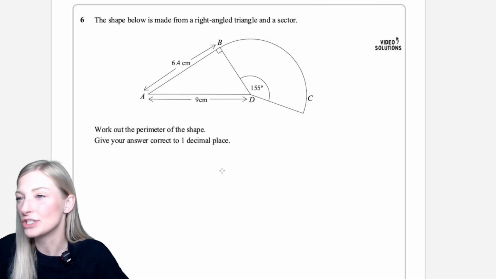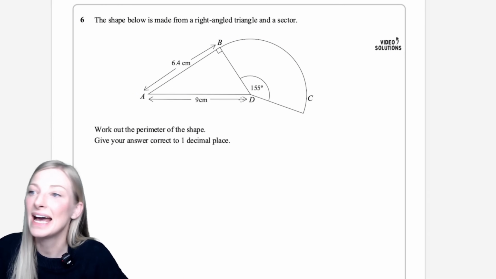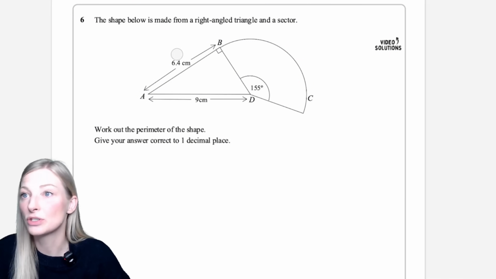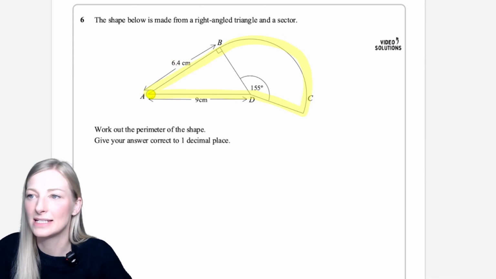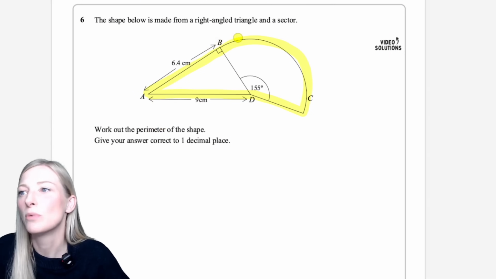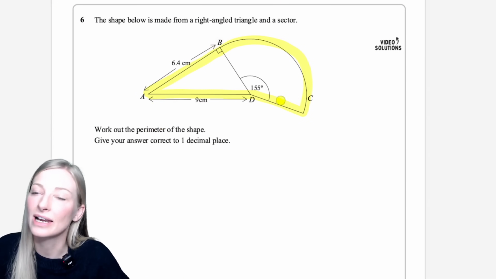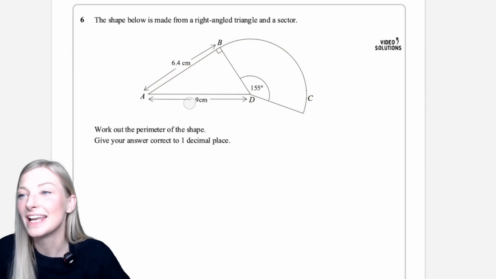So here what we need to do is work out the perimeter of the triangular bit and then go round the sector as well. So the perimeter that we're looking for is going to be this bit, this bit, this bit, and this bit. In order to do that, I've got the 9, I've got the 6.4, but what I need to work out is the arc length, the bit of the sector that goes around the outside. So let's have a look at that.